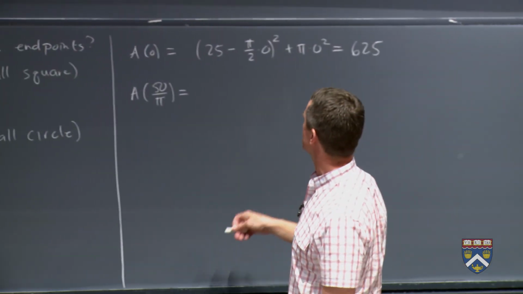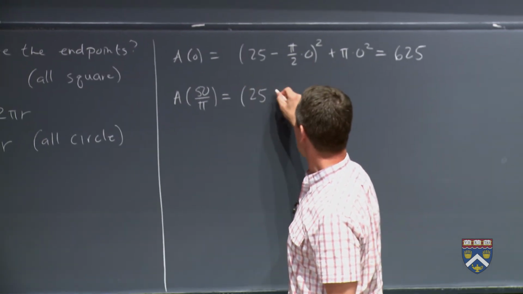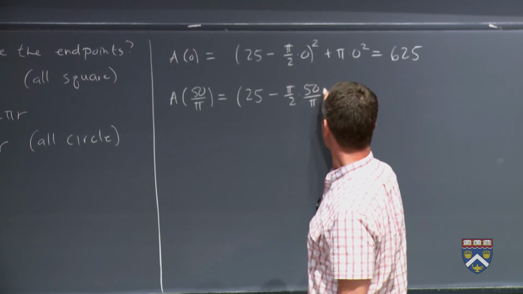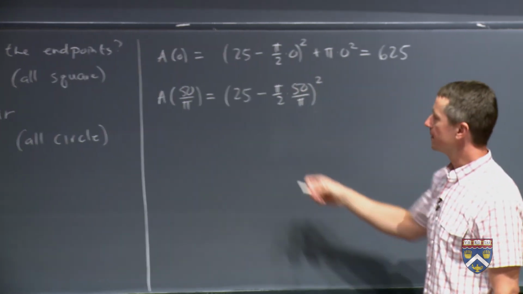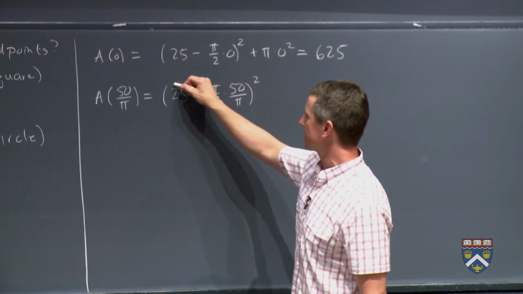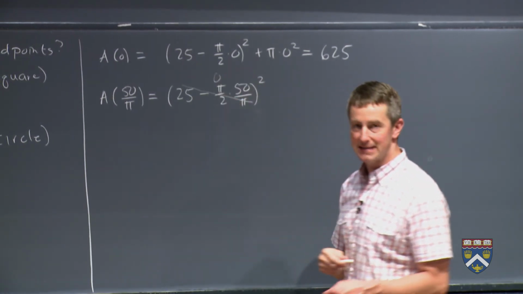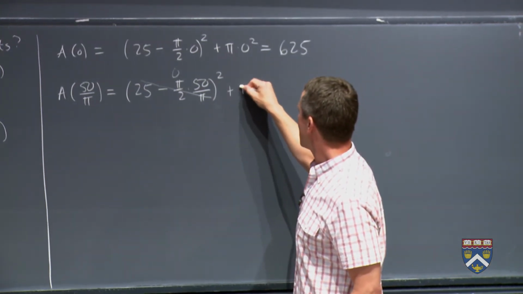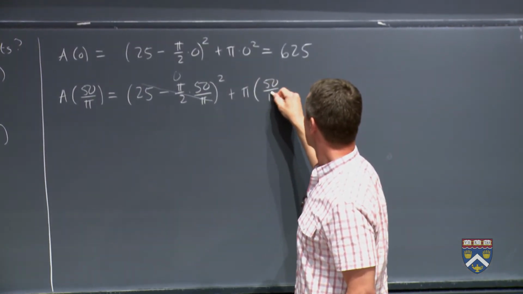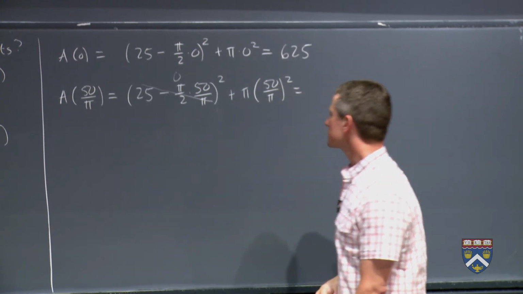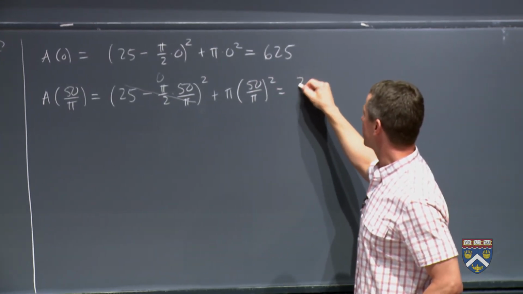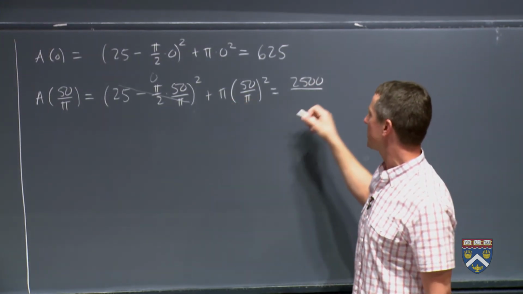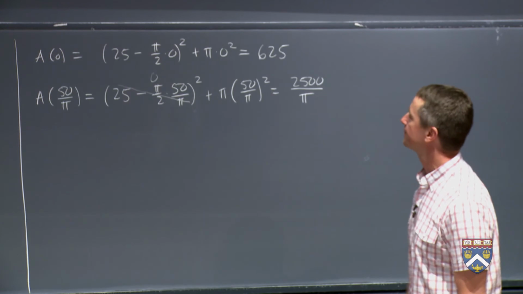This is when we use all circle. So this is 25 minus pi over 2 times 50 over pi squared. But this will all cancel out. This will end up becoming 0 because this represents making no square at all, plus pi r squared. So when we square the 50, we get 2,500. On the bottom, I get a pi squared, and on the top, I had a pi. So this is 2,500 over pi.